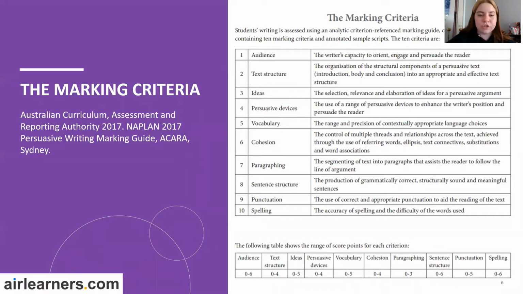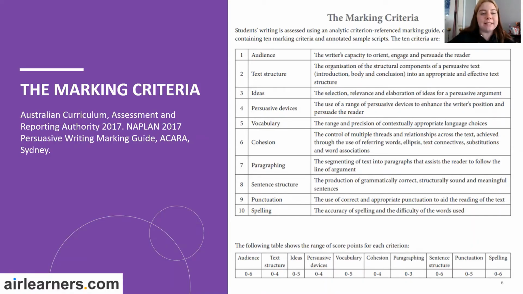Next is text structure, which is 0 to 4 points. And this is the organization of structural components of a persuasive text. So introduction, body, conclusion, as we went through before, the TEEL structure, and then also the intro, body paragraphs with the rebuttal paragraph and a conclusion.